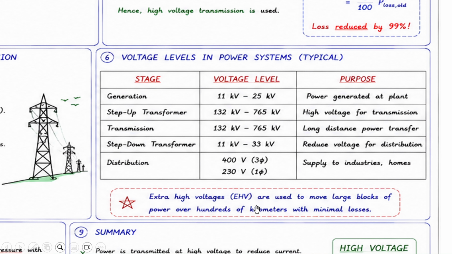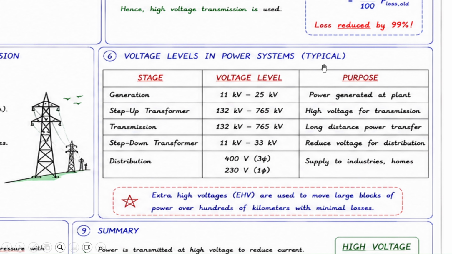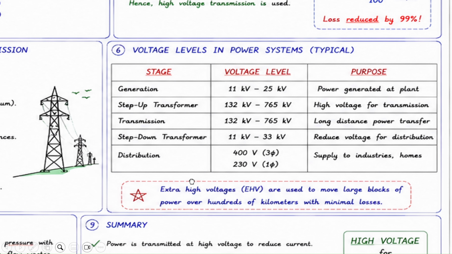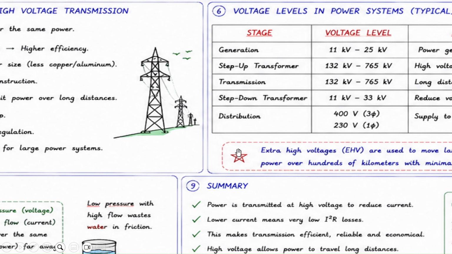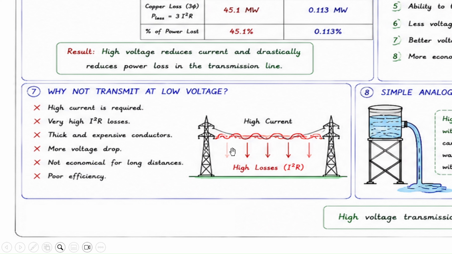And so depending on the need to transmit the power over distance, the right voltage will be used. But essentially, regardless of the distance, the same principle applies. The higher the voltage, the lower the current, and eventually the lower the power losses.